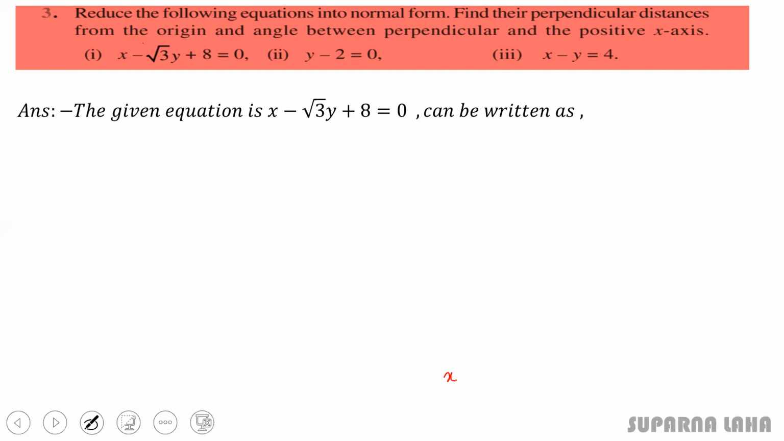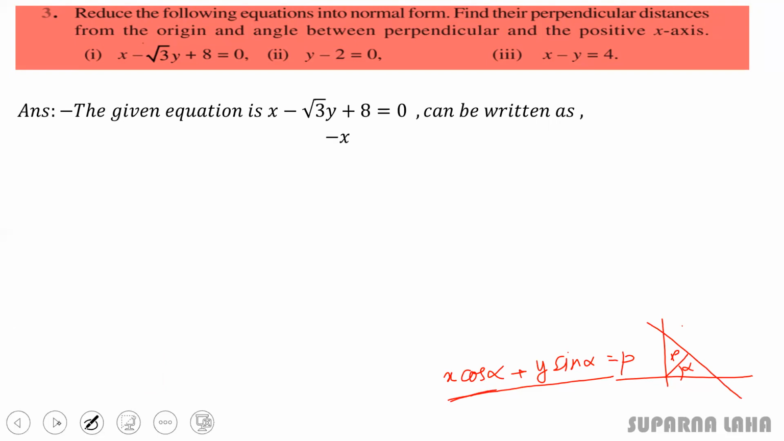x cos alpha plus y sin alpha equals p, right? Where, if we draw the line, it will look like this. This is the perpendicular p and this is alpha. Now from this equation you need to establish the equation in the normal form.